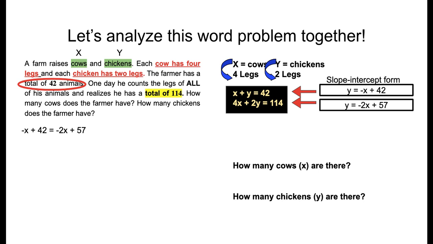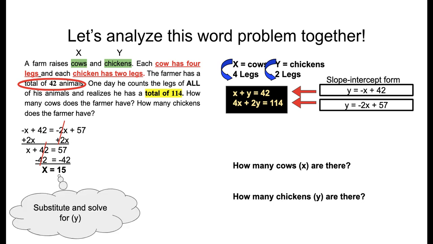Making sure that we combine like terms first, and always beginning with our variables, we are going to add 2x to both sides. That cancels that out and leaves us with x plus 42 equals 57. Then we need to combine our constants by subtracting 42 from both sides, which leaves us with x equals 15. Now that I know that x equals 15, I can substitute that into either one of these equations in slope-intercept form and solve for y.